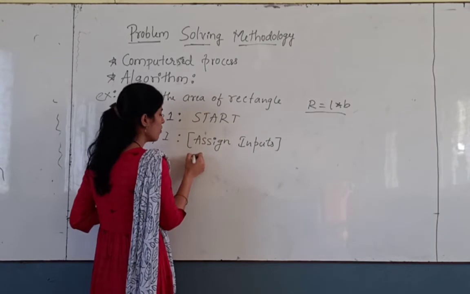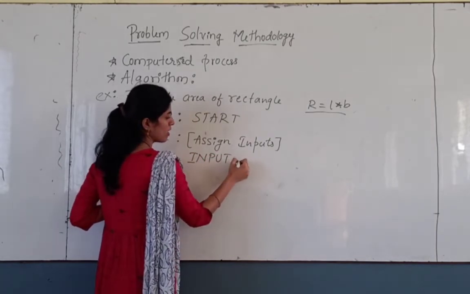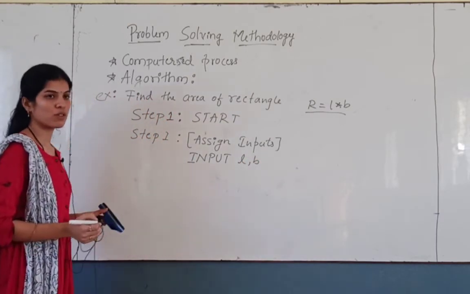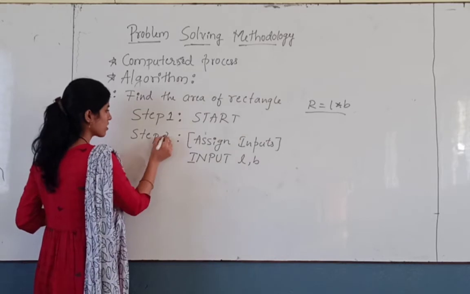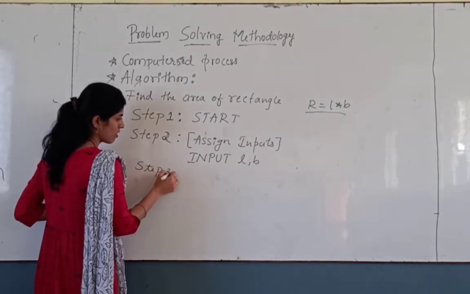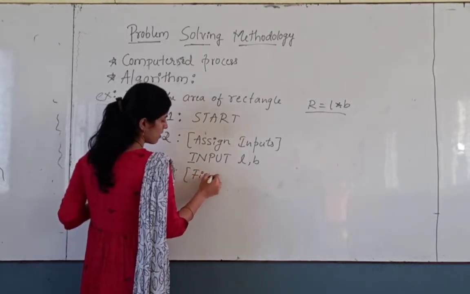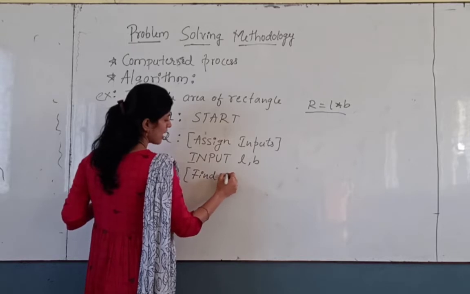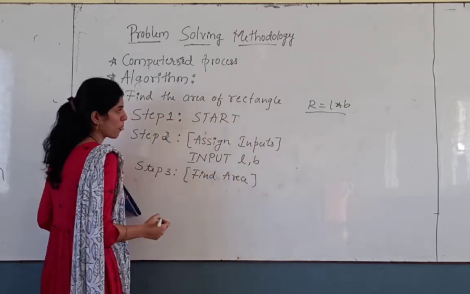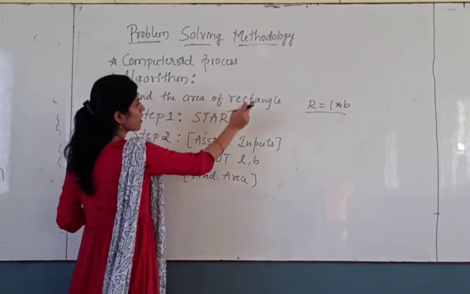Okay, now what are our inputs? L, B. Okay, these 2 are our inputs. Next, step 3 is to find the area. How will we find it? Here we find the area of the rectangle.